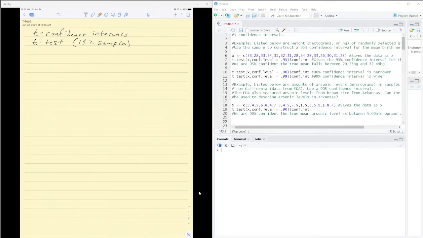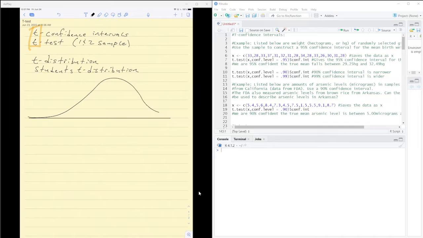So this T here, what this T stands for is it comes from what's called the T distribution. And sometimes you'll see this called Student's T distribution. And this is a distribution that's very similar to the normal distribution. Remember, the normal distribution was symmetric and bell-shaped, kind of like that. And a T distribution is very similar in the fact that it is symmetric and bell-shaped.